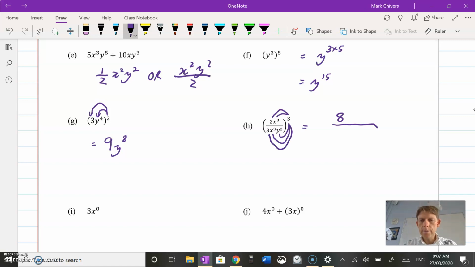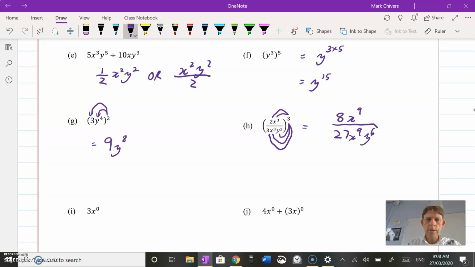Okay, so x to the power of 3 raised to the power of 3, that's going to be x to the power of 3 times 3, so that's x to the power of 9. 3 cubed, so that's 3 times 3 times 3. Well, 3 times 3 is 9, 9 lots of 3 is 27. x to the power of 3 raised to another power of 3, we're going to end up with x to the power of 9. And y to the power of 2 raised to a power of 3, we're going to end up with y to the 2 times 3, which is 6.